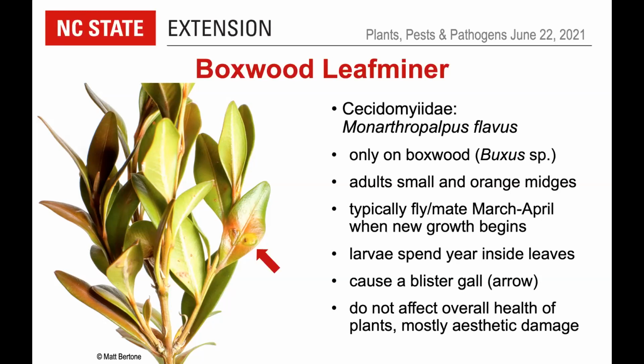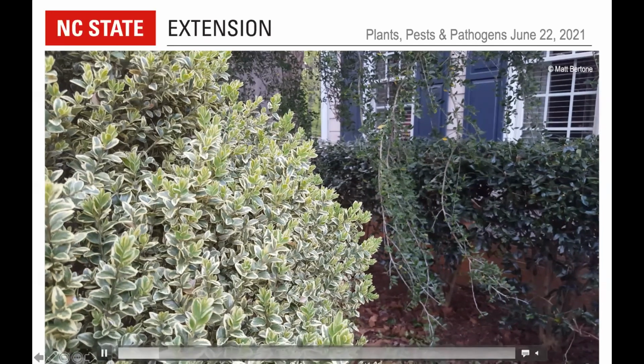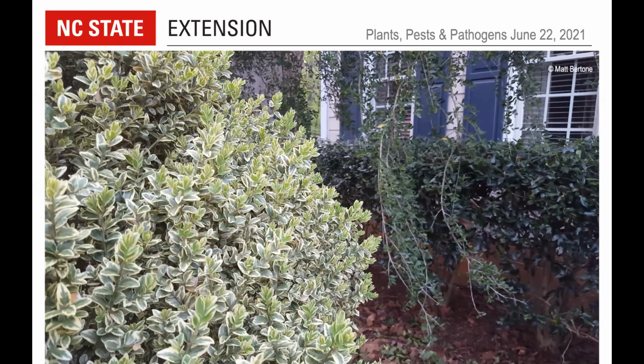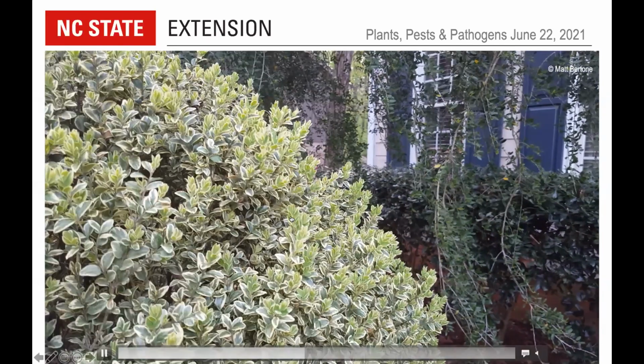Let me skip to the next slide. This is a video of when they are actually swarming. This was in April of the year that it was happening. It might be hard to see, but you can see these little tiny midges flying around the boxwood, almost like little mosquitoes. And this is the best time to treat for the adults.